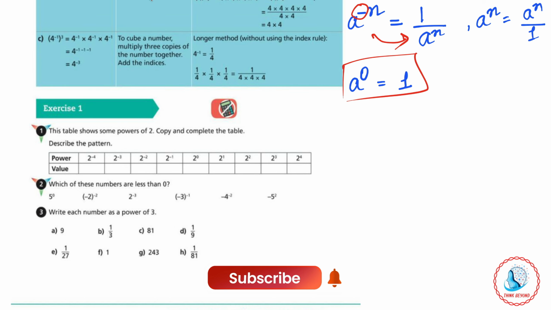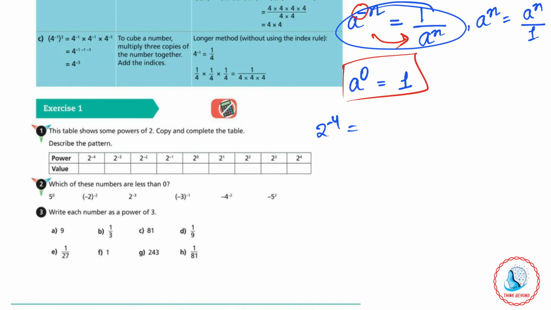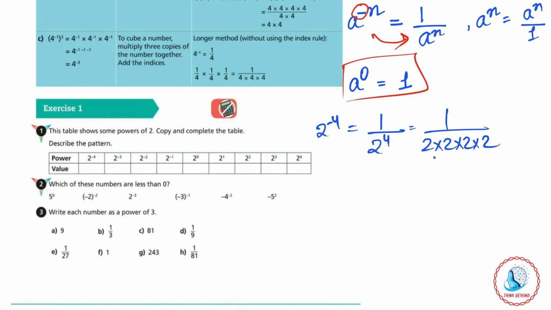Okay, let's move to question number 1. It says 2 raised to power minus 4. This formula is going to be used. Apply it. So it's 1 over 2 raised to power 4. Now 2 times 2 times 2 times 2. I have multiplied 4 times 2 because the power is 4 here. Now 2 times 2 is 4, 4 times 2 is 8, 8 times 2 is 16. So the value is 1 over 16.